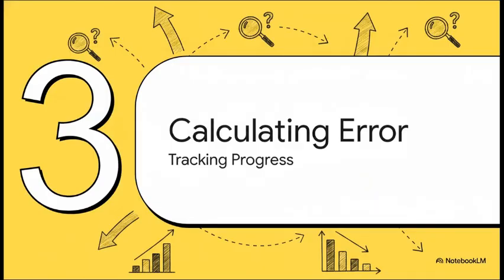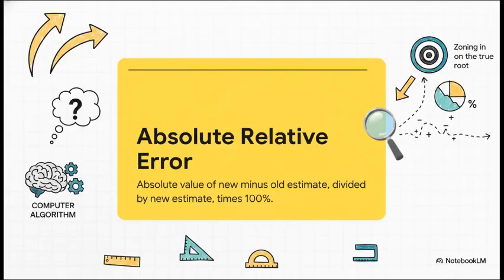Which brings us to part 3, calculating relative error. But here's the million-dollar question. How do we actually know if our new guesses are getting any better? Because we're taking these leaps from one guess to the next, we need a way for our computer algorithm to track its own progress and, more importantly, know when to stop.